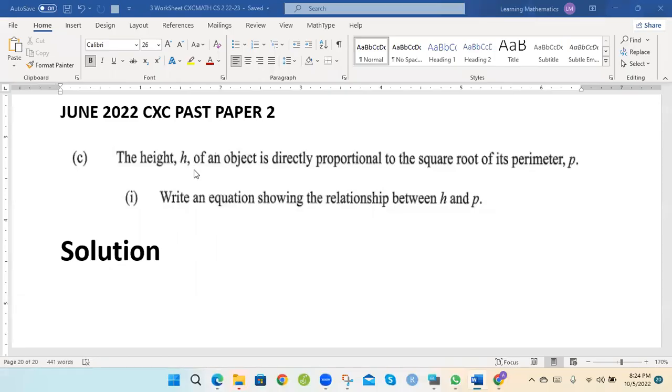The height h of an object is directly proportional to the square root of its perimeter, p. Now, I've been saying that for some time before, but probably I've not mentioned it enough here.